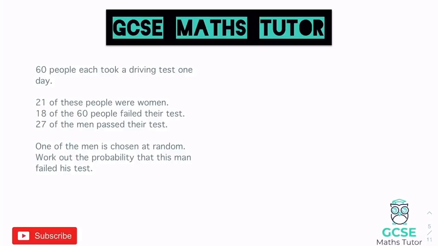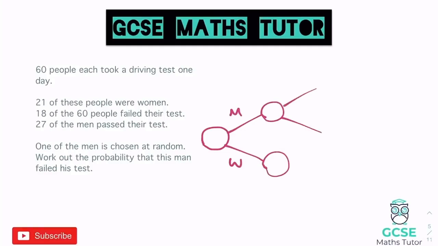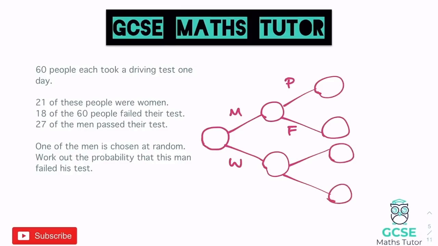Now this is a little bit nicer to draw a frequency tree because we only have two options here. We have men and women, and then whether they pass or fail. So the trees are actually a lot nicer when it's just the two. Well, let's have a look. We've got men and women, and then off each of those branches they either pass or fail. I'm just going to put P for pass and F for fail. There we go, and there's the tree, so pass, fail.